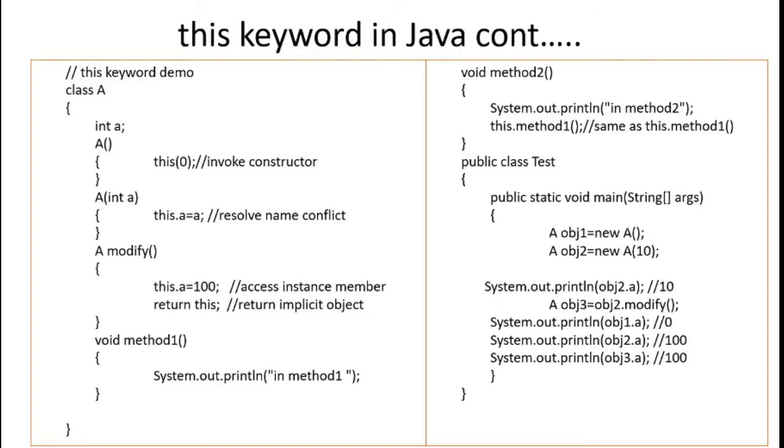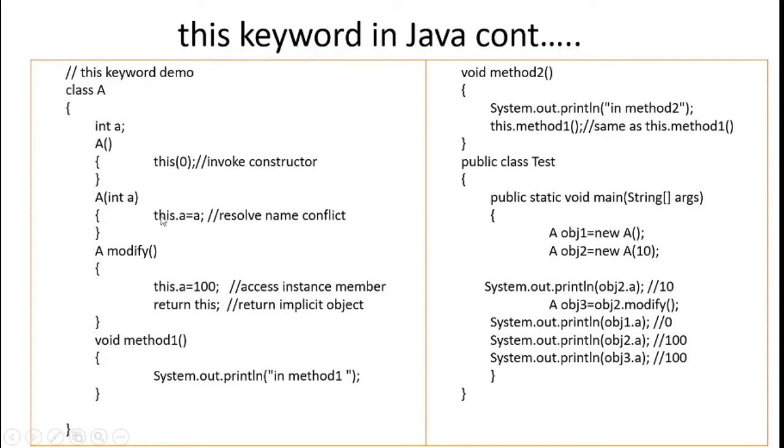Now in this example, we have two classes. The first one is the class having the main function, and the name of that class is Test, and another class is class A. So in class A we have declared one integer variable, small a. Then there is a constructor which is the default constructor having no parameter. It returns zero value. Actually it invokes the constructor. Then we have a parameterized constructor.